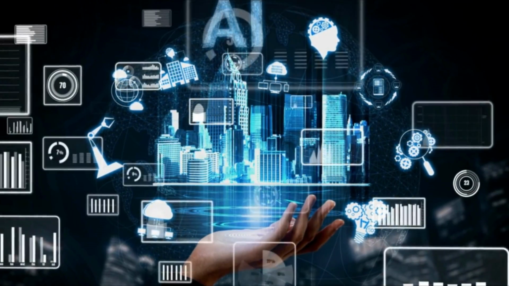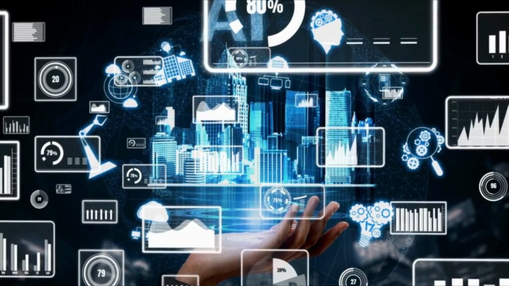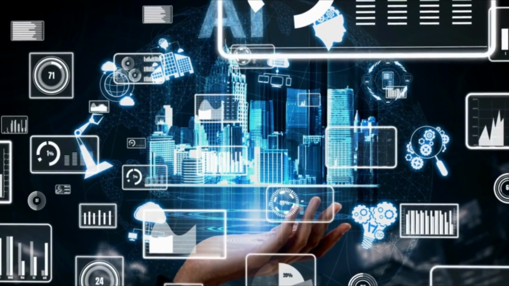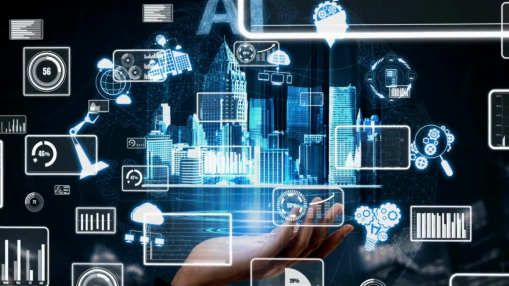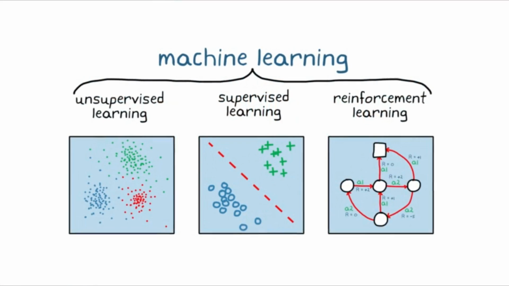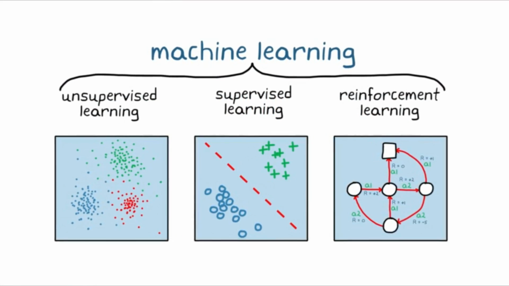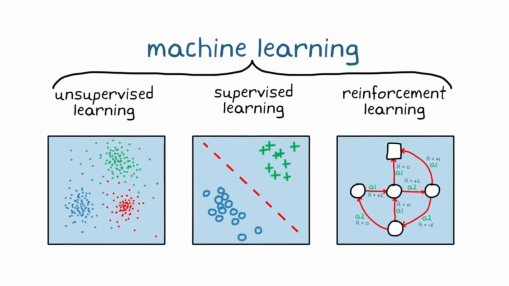Machine learning is a big part of AI, and it's all about teaching computers to learn from data. Think of it as a teacher who gives the computer examples and then sets it loose to find patterns and make predictions. There are three main types of machine learning: supervised learning, unsupervised learning, and reinforcement learning.